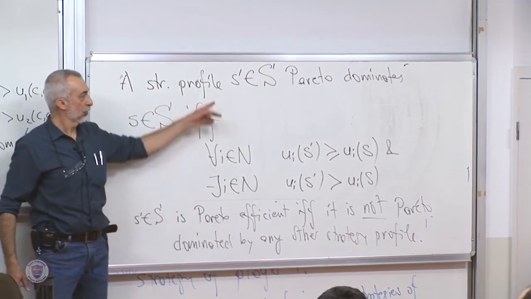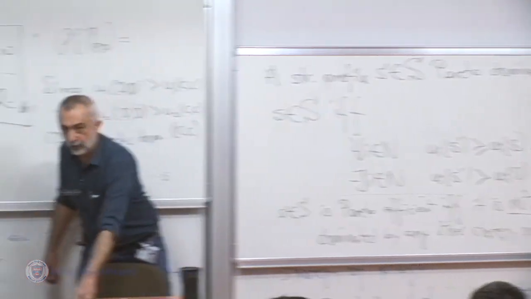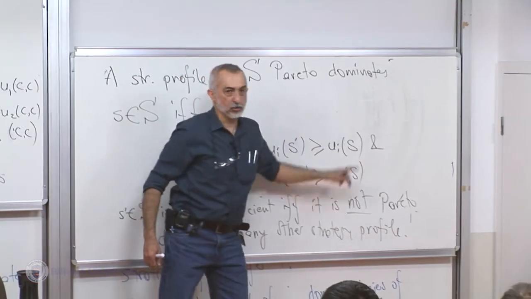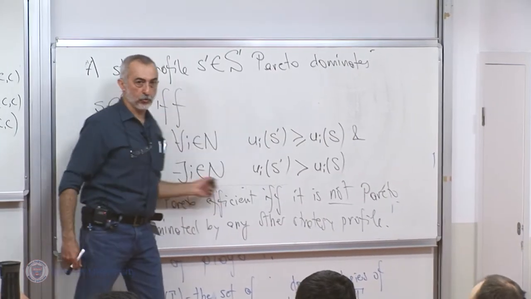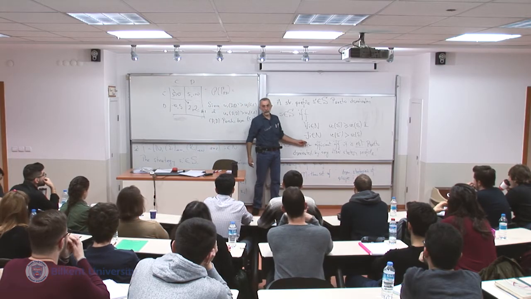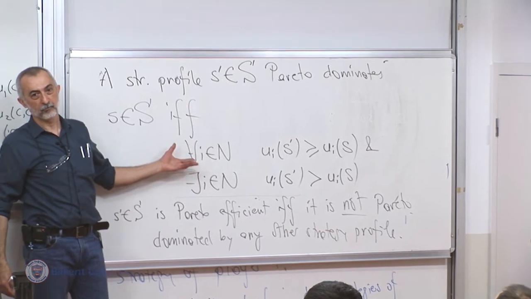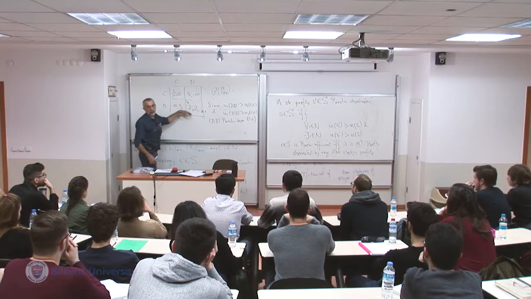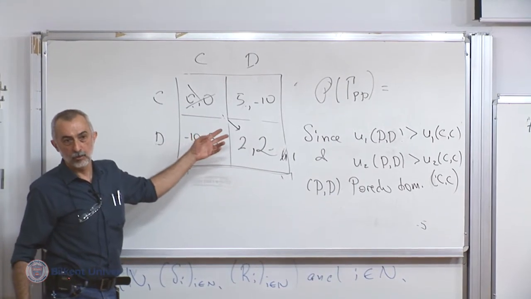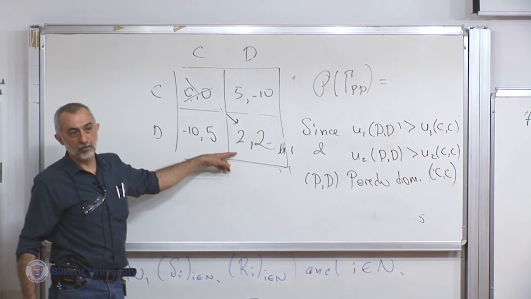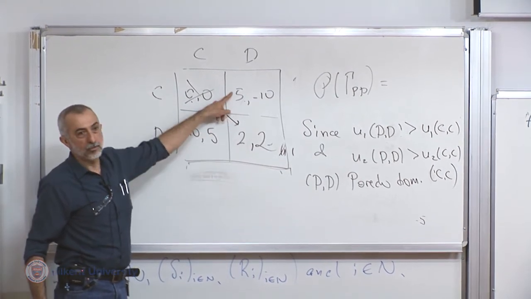If this statement is true, S prime Pareto dominates S. So if I put CD for S, and DD for S prime, if this statement is true, then DD Pareto dominates CD. If this statement is false, then it doesn't Pareto dominate it. And because of the reason you said, one of them is better, but the other one is worse, it means that DD does not Pareto dominate CD, you see?